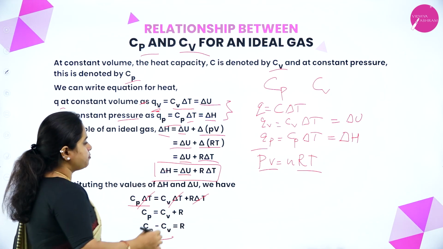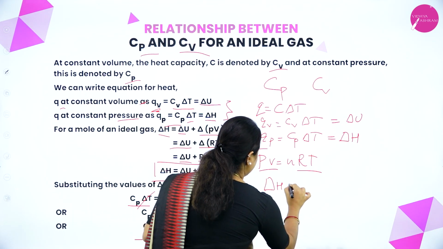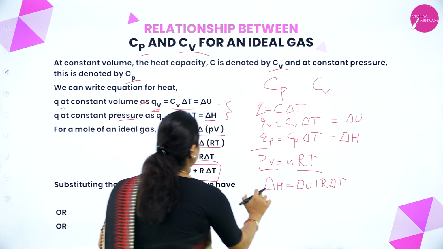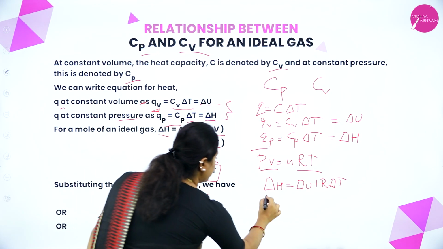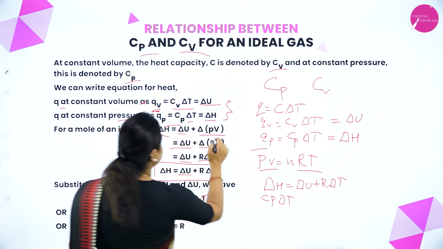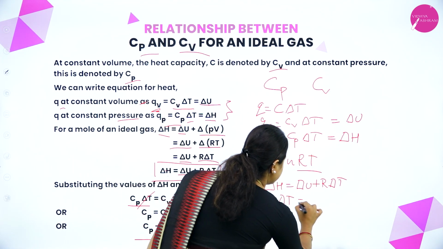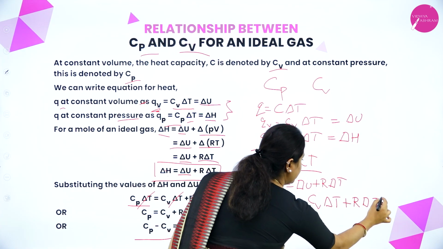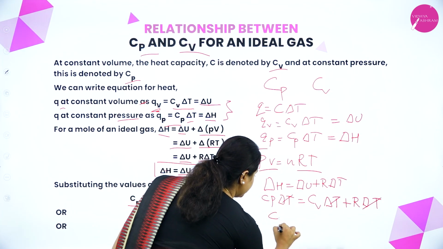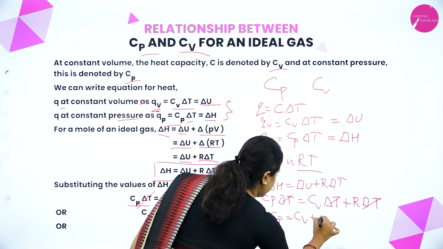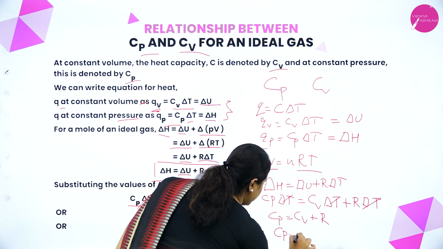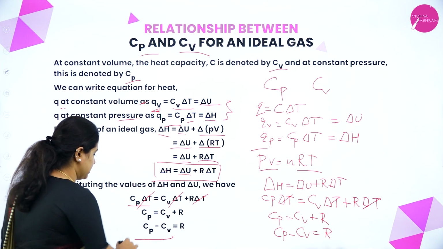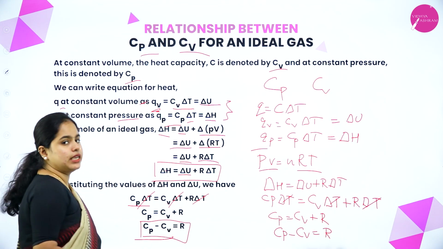So, from the equation delta H is equal to delta U plus R delta T, in place of delta H, I substitute Cp into delta T. And in place of delta U, I substitute Cv into delta T. And what else is remaining here? R delta T. So, delta T gets cancelled. What is remaining? Cp is equal to Cv plus R, or else Cp minus Cv is equal to R, just taking the Cv to this side. So, this is the relationship between Cp and Cv.